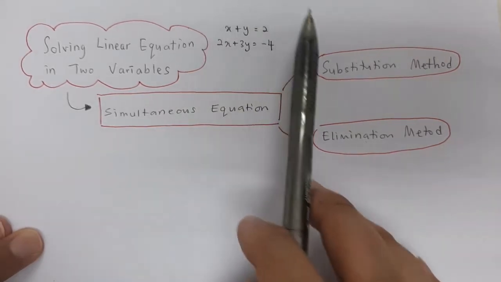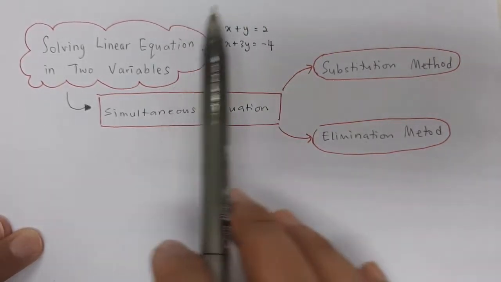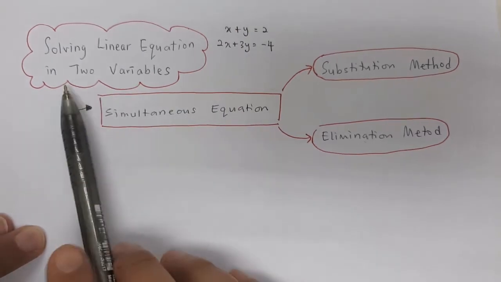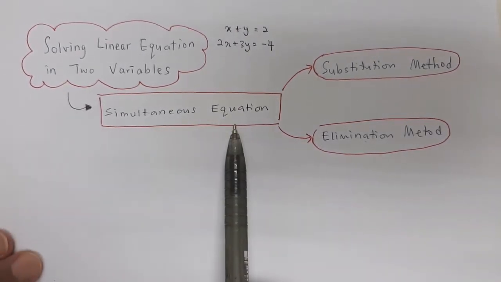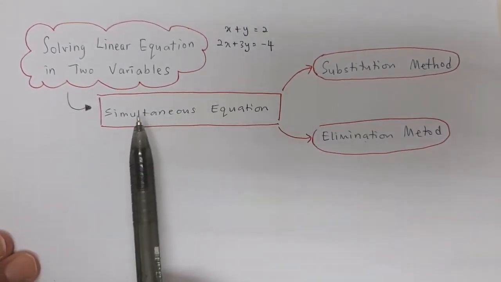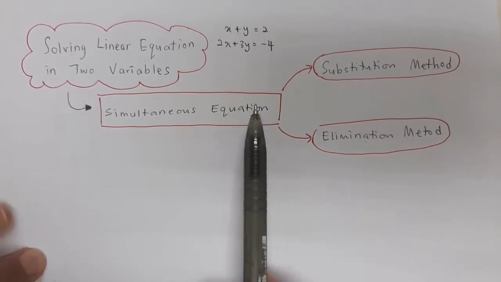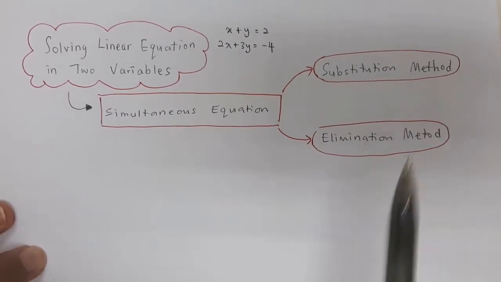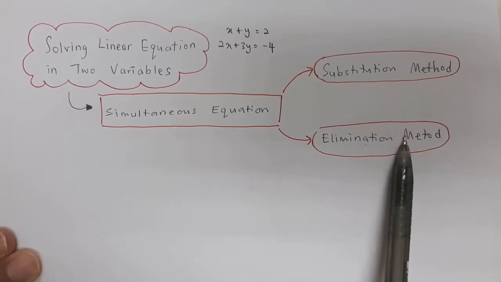So how to solve this linear equation? So we can apply simultaneous equation. There are two methods under simultaneous equation. Either we use substitution method or we use elimination method.